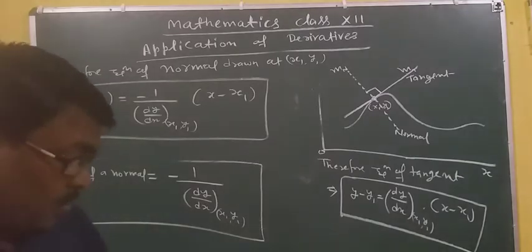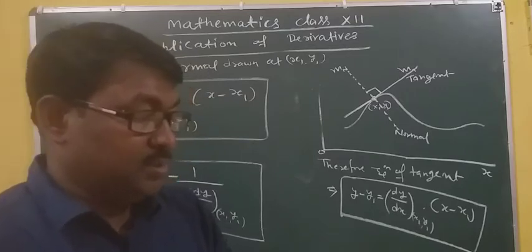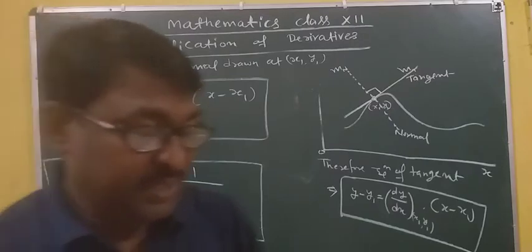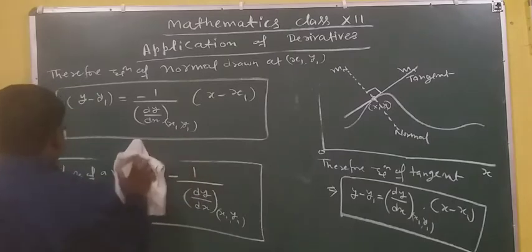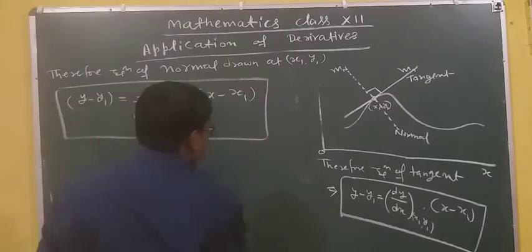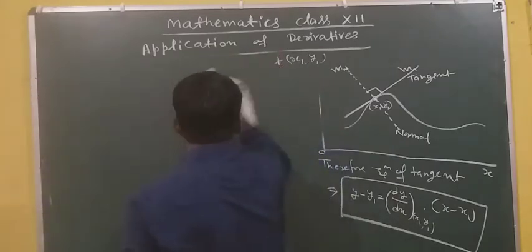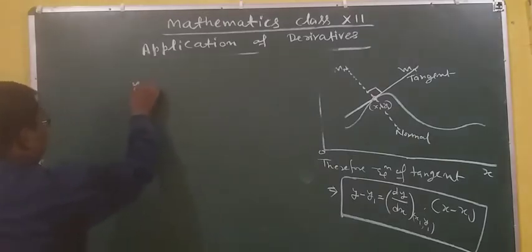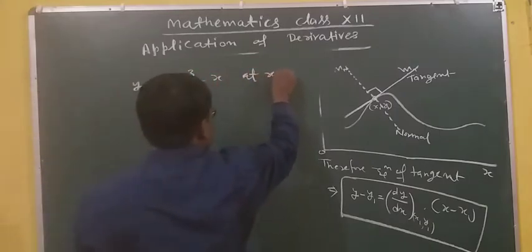Okay. One numerical: find the slope of the tangent to the following curve, y is equal to x cube minus x, at x is equal to 2.